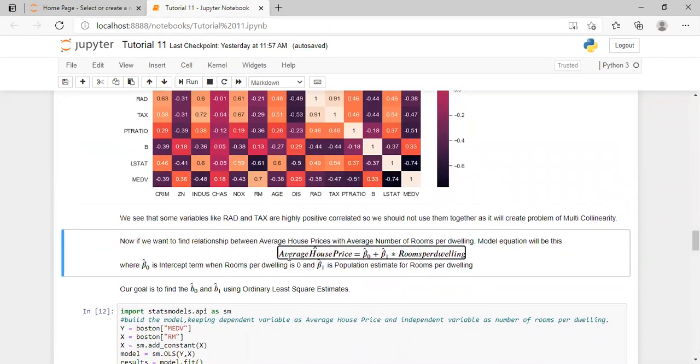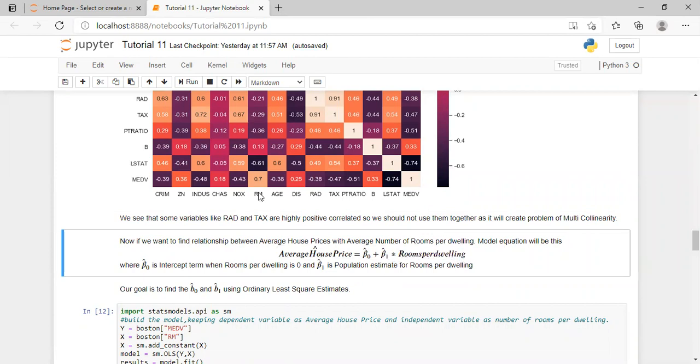So this is the equation which we are trying to address. The average house price is equal to beta naught, which would be a constant term in our regression, plus beta 1, which we want to try to estimate, times rooms per dwelling.